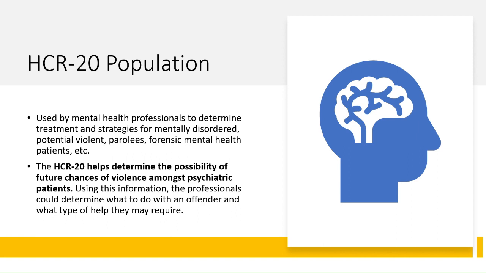Alright, for the population, it is used by mental health professionals to determine treatment and strategies for mentally disordered, potentially violent parolees, forensic mental health patients, and much more. The HCR-20 helps determine the possibility of future chances of violence amongst psychiatric patients. Now, using this information, the professionals using the HCR-20 could determine what to do with an offender and what kind of help they may require.